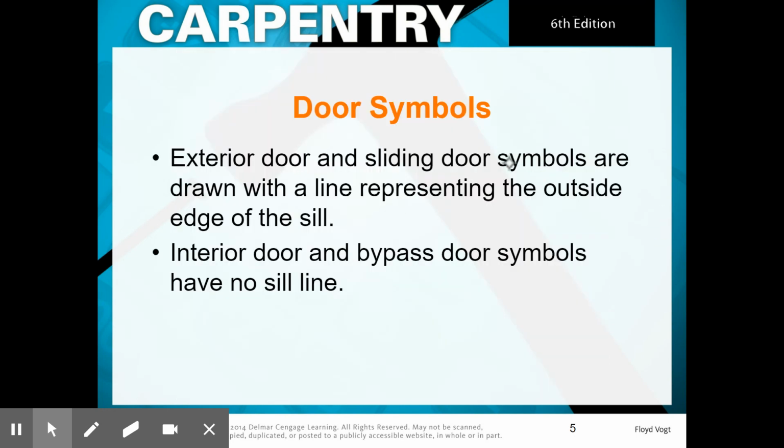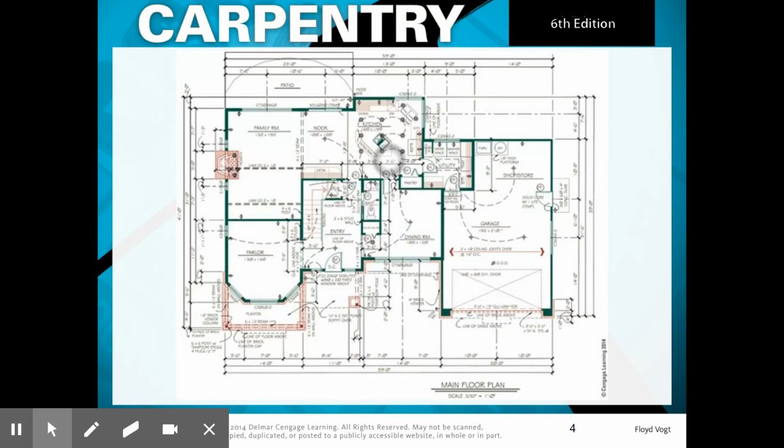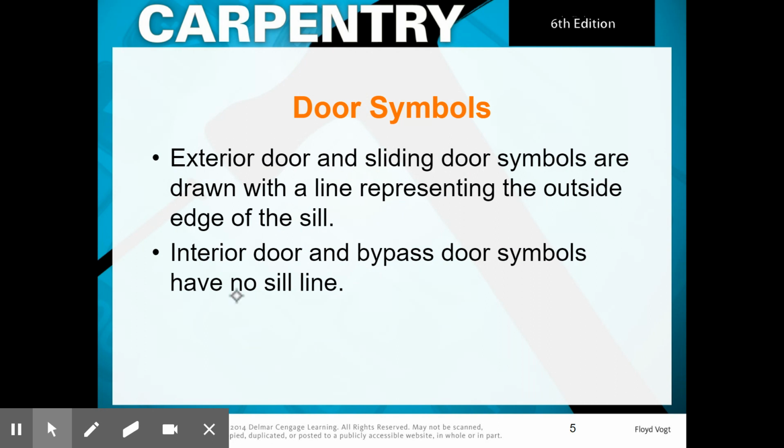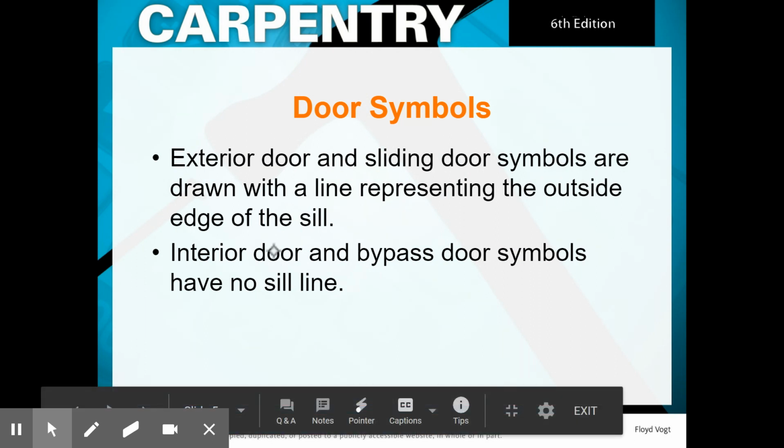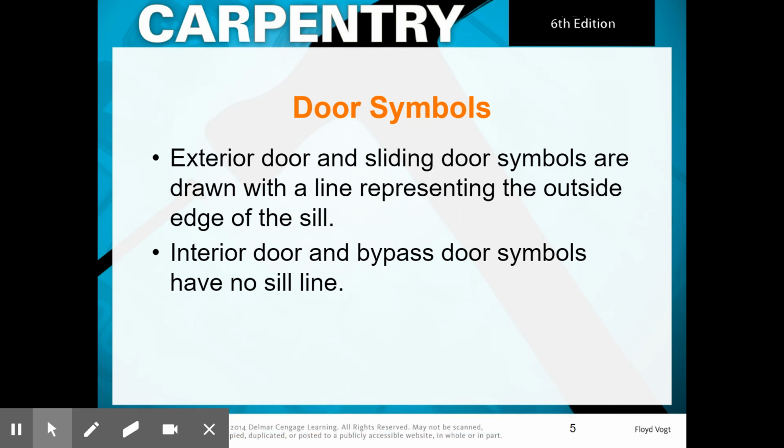Exterior door and sliding door symbols are drawn with a line representing the outside edge of the sill. So this is important. If you're looking and it's an exterior door, the symbols will have a line representing the outside edge of the sill. Interior door and bypass door symbols have no sill line.